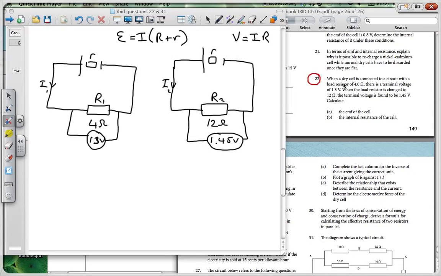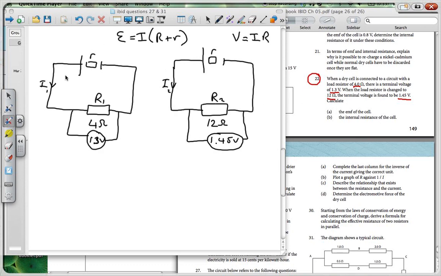22, we've got this situation when a dry cell is connected to a circuit with a load resistor of 4 ohm. There is a terminal voltage of 1.3 volts. When the load resistor is changed to 12 ohm, the terminal voltage is found to be 1.45 volts. Calculate the EMF of the cell and the internal resistance of the cell.